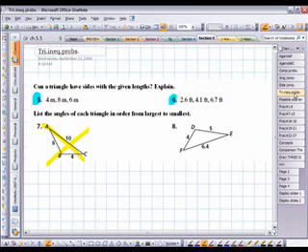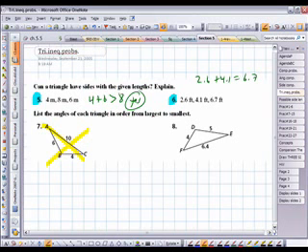So can a triangle have these side lengths, 4, 8, and 6? We take the smallest two, 4 plus 6, and that is greater than 8, so that would be yes. Over here we take the smallest two, 2.6 plus 4.1, and that's equal to 6.7. It's not greater than, so the answer is no. You have to be greater than.